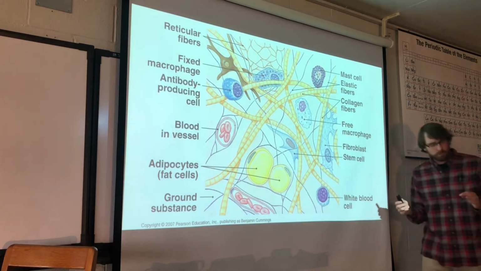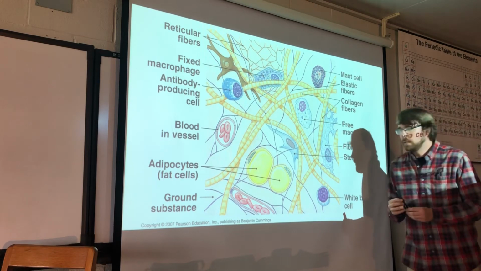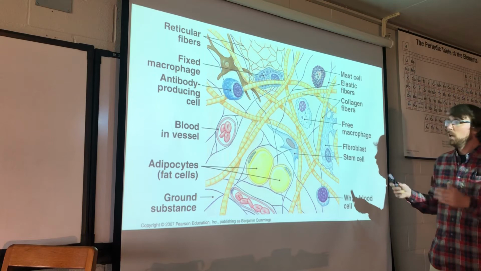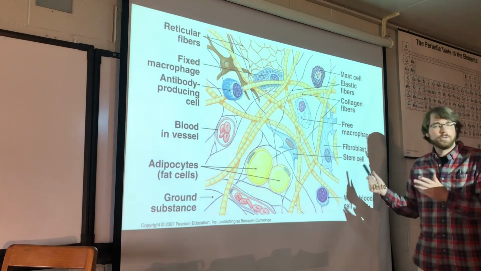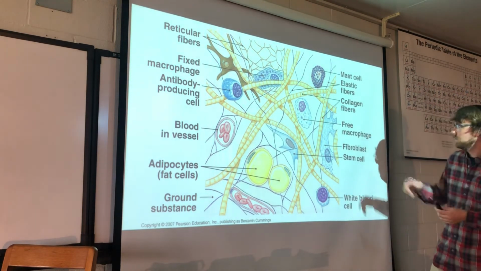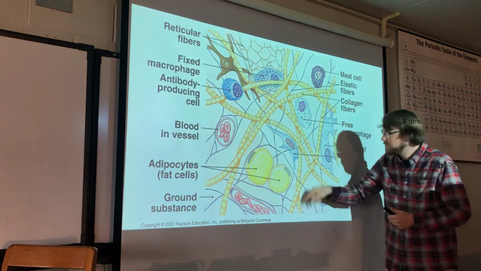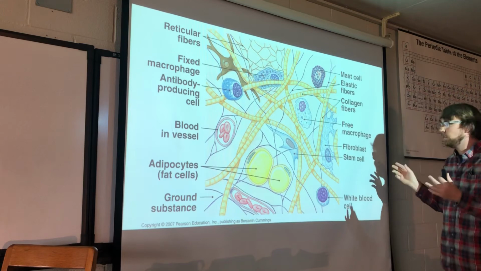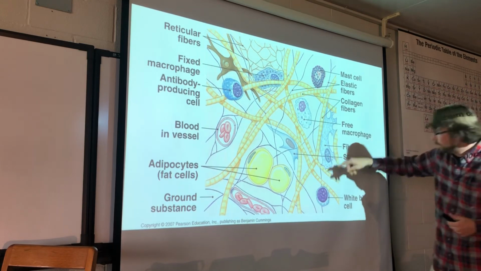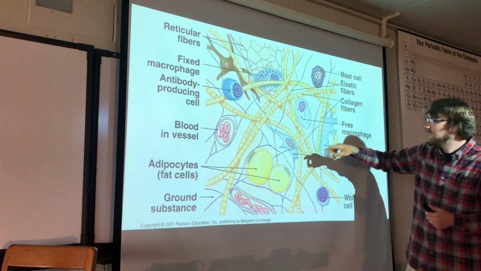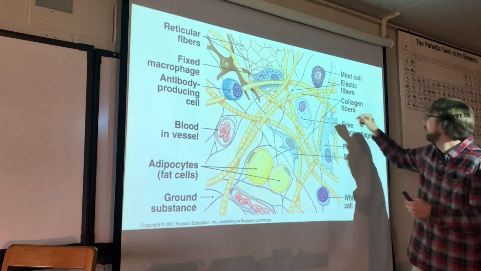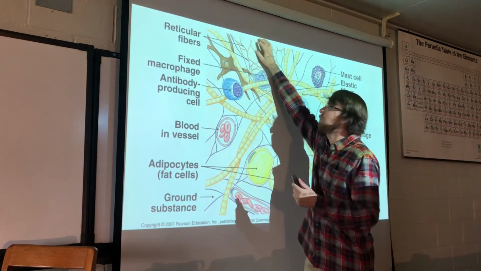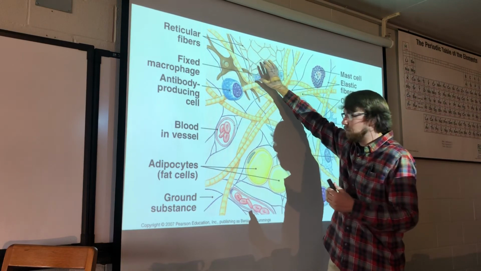So to show the general scale of things, this is a loose areolar connective tissue, which is going to allow us to show the general scale of a few things. These large, thick yellow fibers that do not branch, these are collagen fibers. These much thinner fibers that have a few branches to them, they are elastic fibers. Up here, these highly branched fibers, these are reticular fibers.